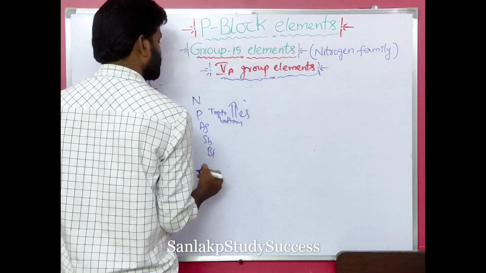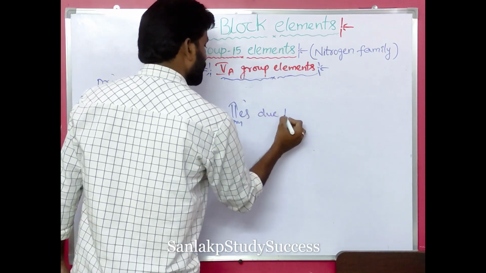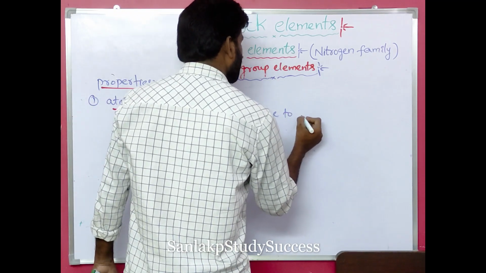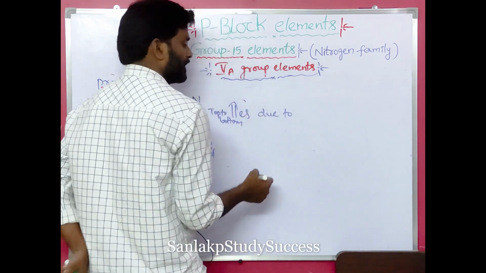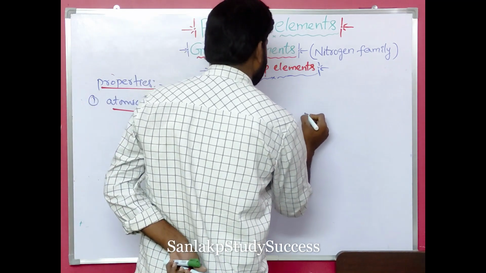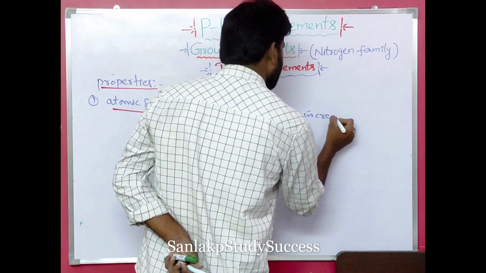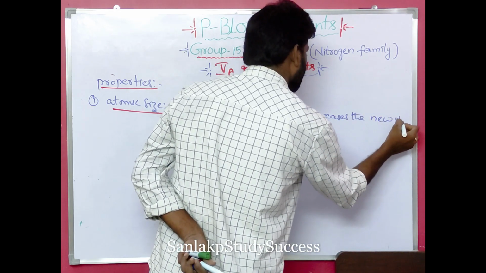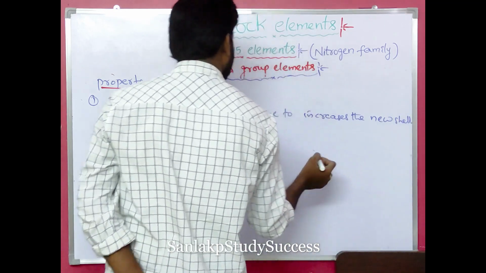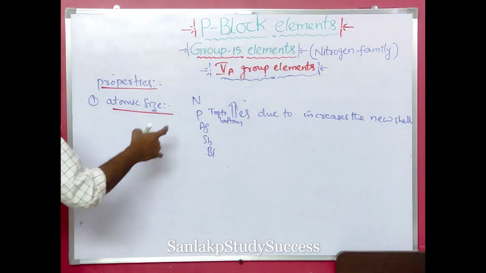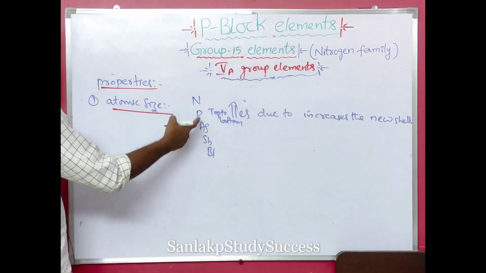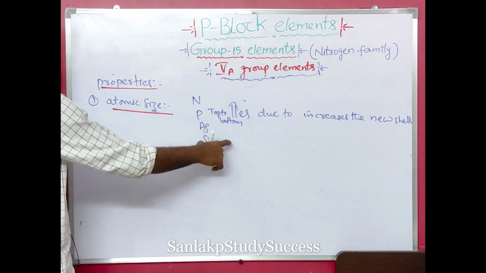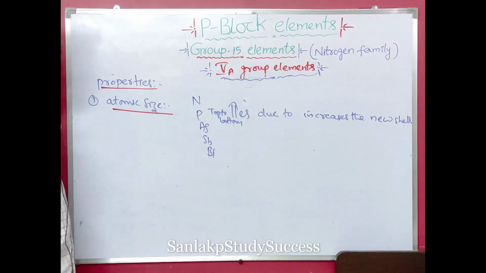Atomic size increases due to increasing shells, that means the differentiating electron enters into a new shell. So for example, this is 2p, this is 3p, this is 4p, this is 5p, this is 6p.